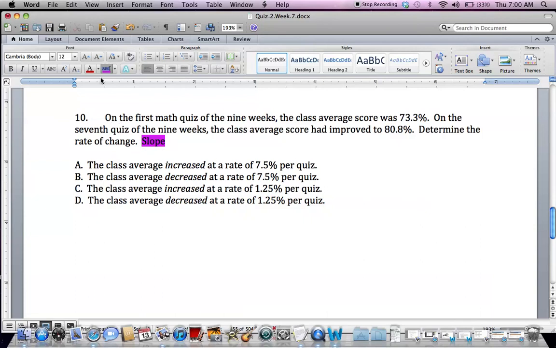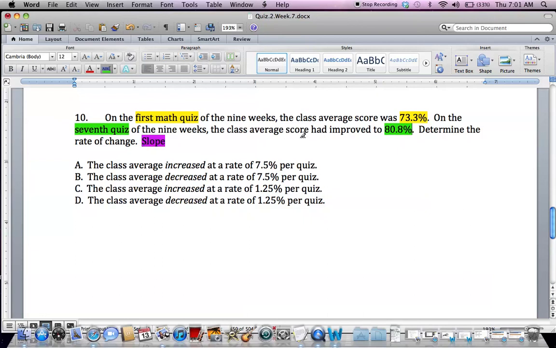So on the first math quiz of the 9 weeks, the class average score was 73.3%. Now, on the 7th quiz, the class average improved to 80.8%. So we're going to determine the rate of change, which is also slope.